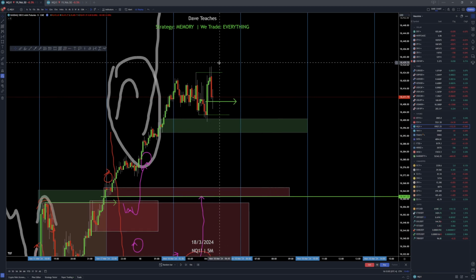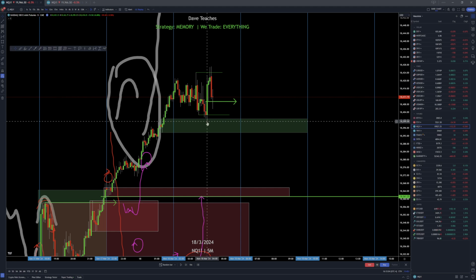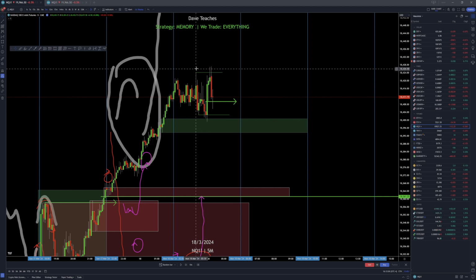Top of the range for double top. Okay, so you think it could take this low because of that failure to close.